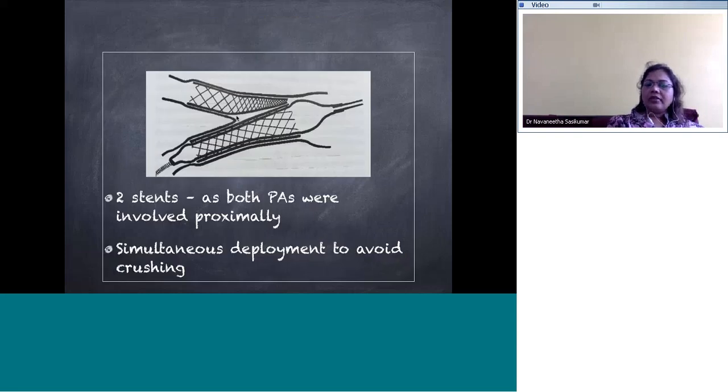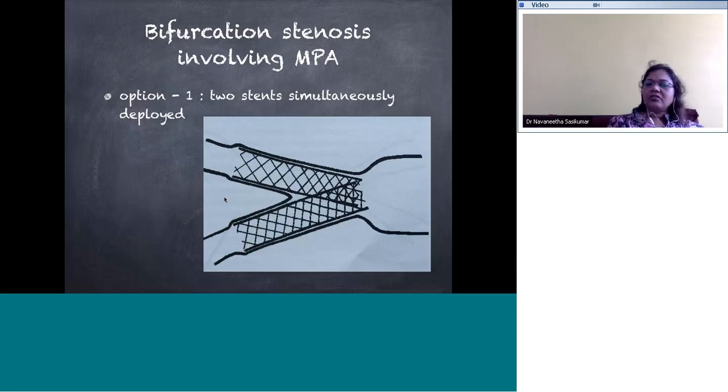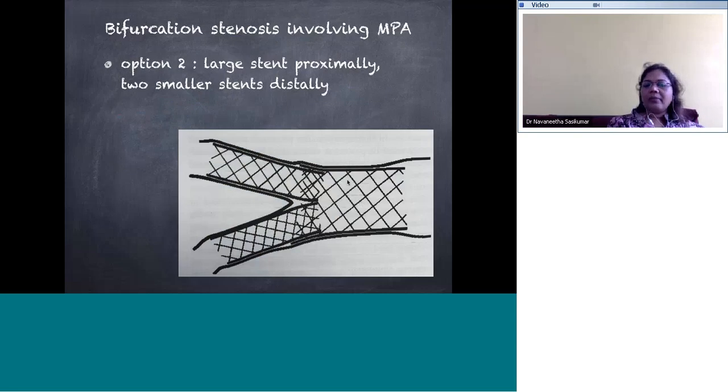Otherwise, if both PAs are involved proximally, you can use two stents, but then you have to deploy simultaneously to avoid crushing. If you dilate only one stent at one time, you can crush and narrow the other stent. So you have to dilate both stents simultaneously. This is actually a complex lesion where the MPA as well as both the branch PAs are involved. So you can either put two stents which extend into the MPA, or you can use three stents, where you put one in the MPA and two into either PA. So these are all options when you deal with bifurcation stenosis.